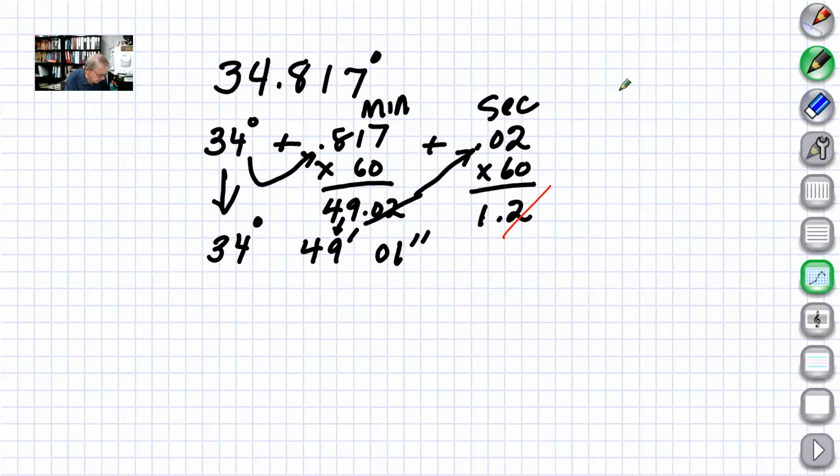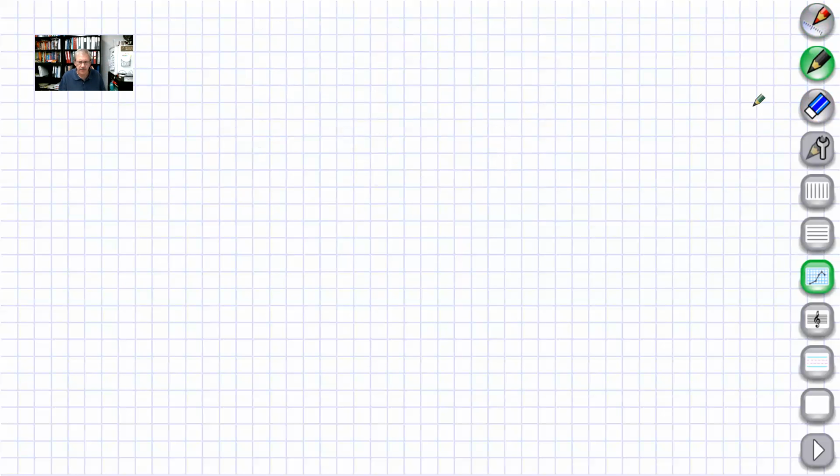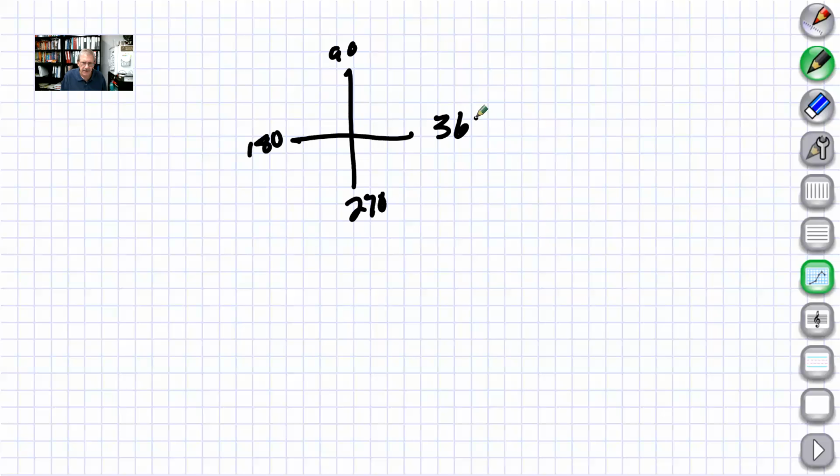Okay, converted. We talked about terminal sides and initial sides. We talked about quadrantal angles. So the key angles here, 90, 180, 270, 360, or 0, divide up these quadrants. So we call them quadrantal angles. We'll talk more about those later on.